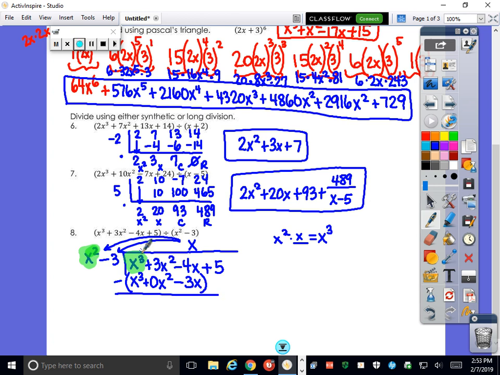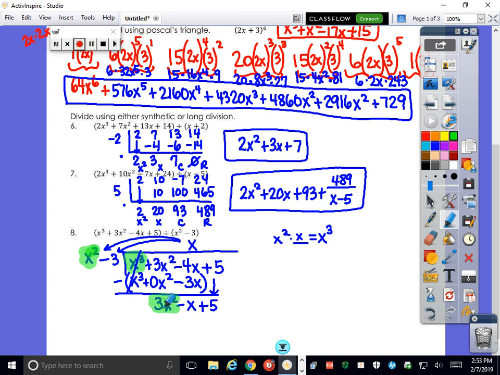Now when I subtract, that's going to cancel. 3 take away 0 is 3x squared. And negative 4 plus 3, this is going to become positive because negative makes positive. So this becomes negative 1. And we bring down the plus 5. Now we go again.